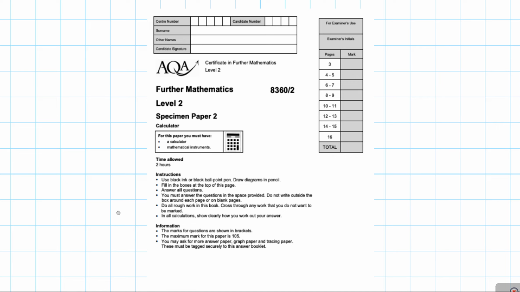Hello and welcome to this video that goes through the AQA certificate in Further Maths Level 2. This is Specimen Paper 2. In this video we will go through questions 1 to 5.